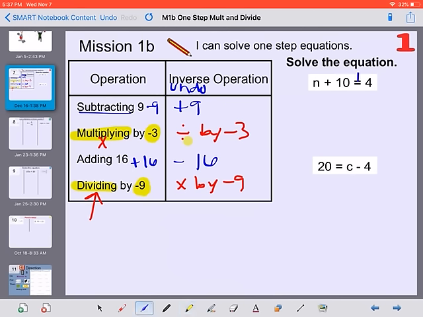Alright, quick review of adding and subtracting with equations. I have our variable on the left, so I need all of my numbers on the right. So I need to move this positive 10. The inverse of adding 10 would be subtracting 10. Subtracting 10. So those eliminate, and we have n equals, now there's more negatives, 4 minus 10.